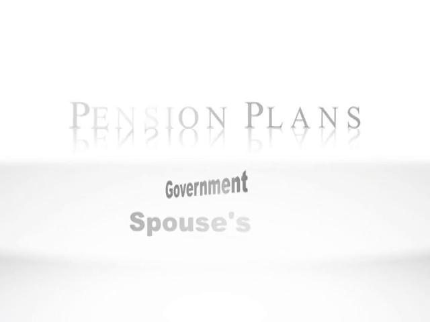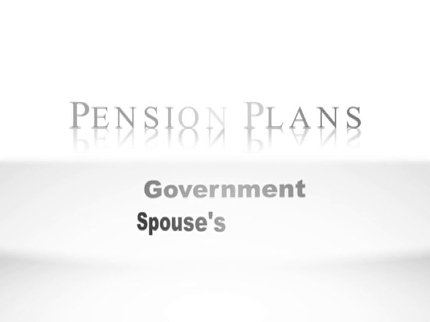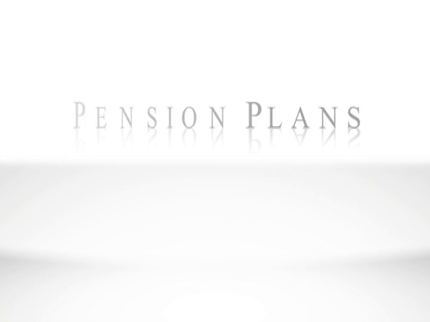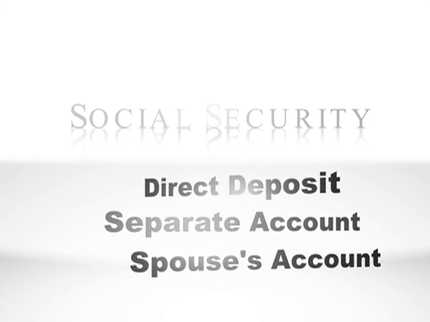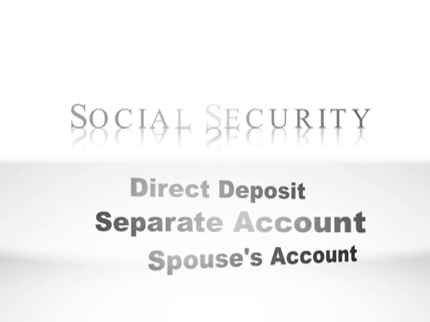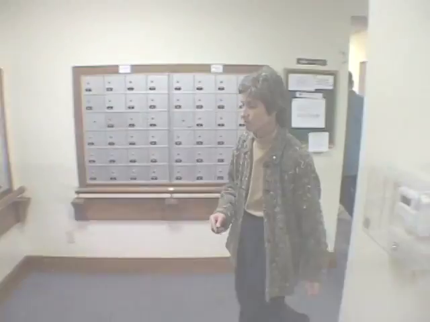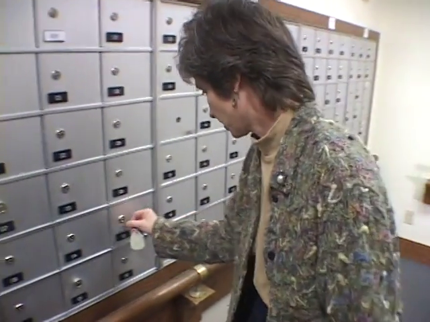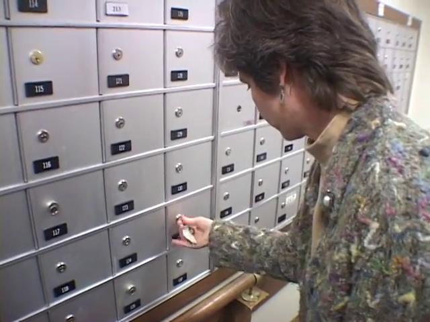Pension plans. Government, spouses, check to see how it's paid out. Social Security, direct deposit, separate account, spouse's account. You will be responsible for sorting out bills and deciding what bills will be paid first.